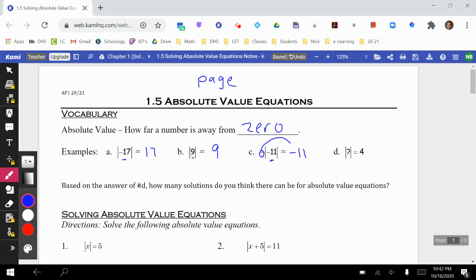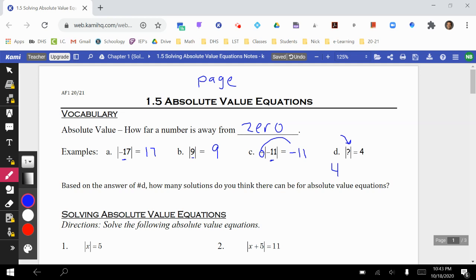All right, and now let's look at example D here. Example D is the absolute value of what? Absolute value of this question mark is equal to 4. Okay, so we have to think a little bit. What number or numbers can I put in this question mark inside this bar to get a +4? So let's see. Oh, I know. How about the number 4? If I put the absolute value of 4 in there, I will surely get 4.